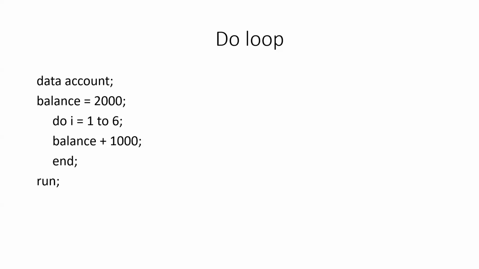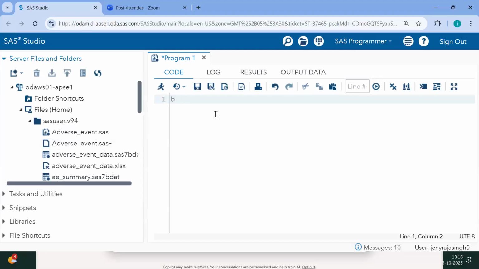Okay. So in the do loop, assume that you have an initial bank balance of 2,000 rupees, and for 6 months you are expecting an interest of 1,000 rupees per month. So I'm having an initial balance equal to 2,000 rupees. And assume that every month you are getting 1,000 rupees. It's not practically feasible, but just an example. So you are getting interest of 1,000 rupees.